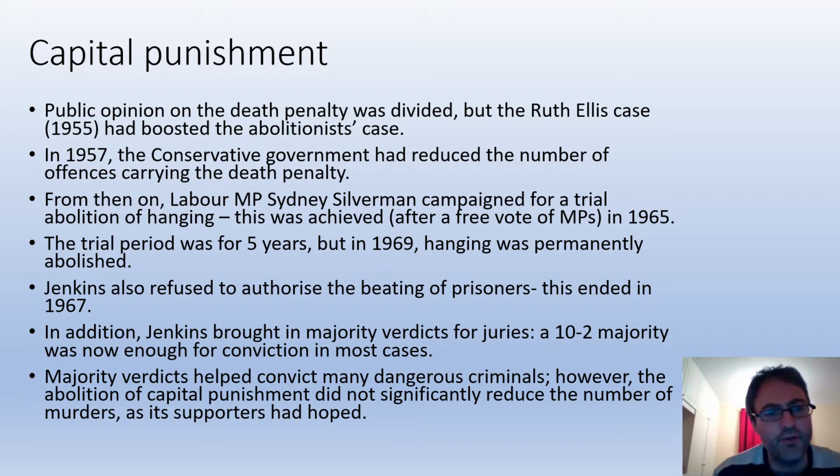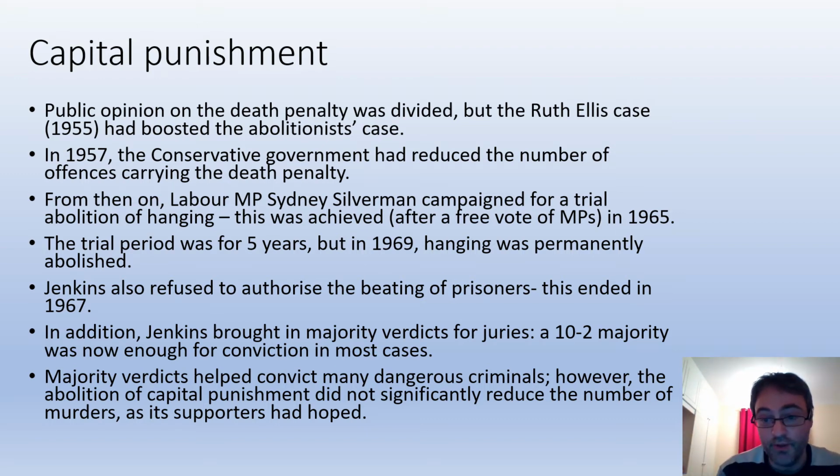Now, there'd been some progress. The Conservative government under Macmillan had reduced the number of offences for which the death penalty would be given in 1957, but they didn't abolish it entirely. Now, this is a case where it's a private member's bill. It's a Labour MP called Sidney Silverman who campaigns tirelessly for years, and his proposal to Parliament is we ought to abolish capital punishment for a trial period of 5 years, and Parliament agrees to this in 1965.